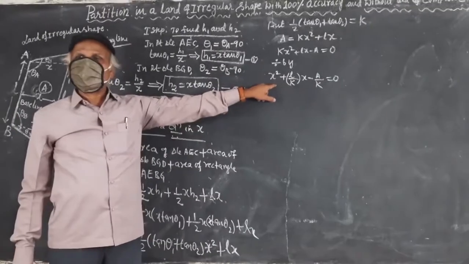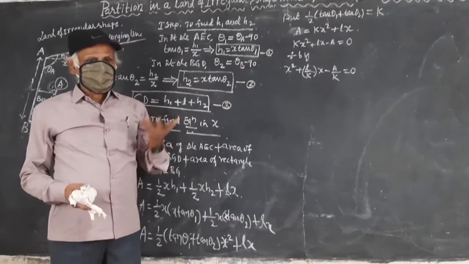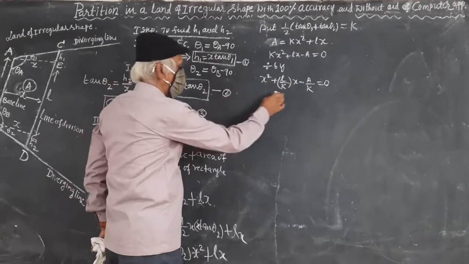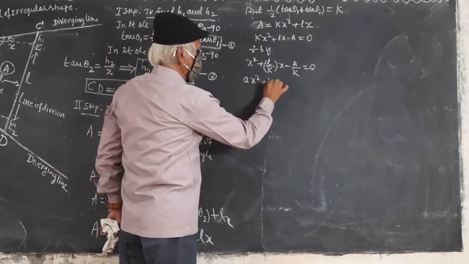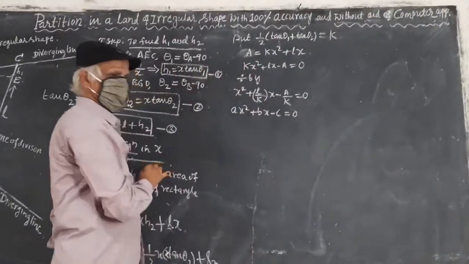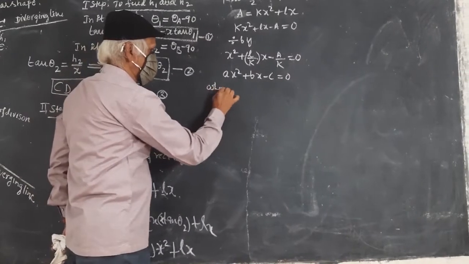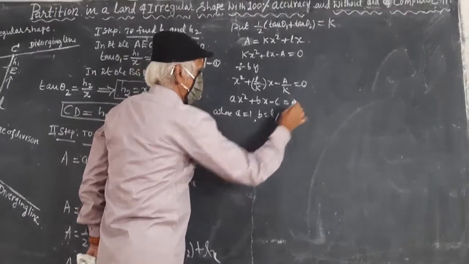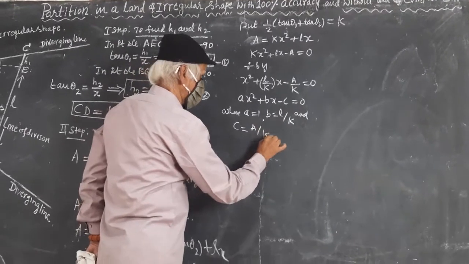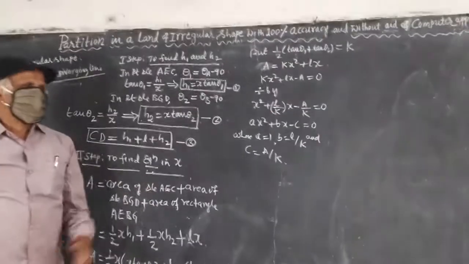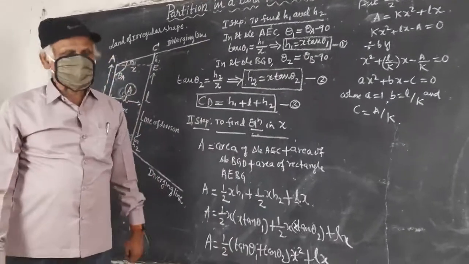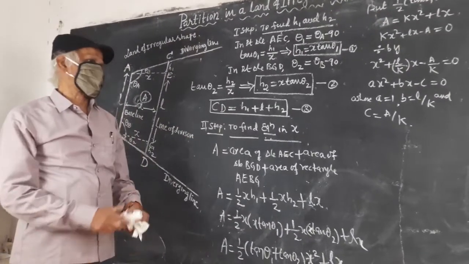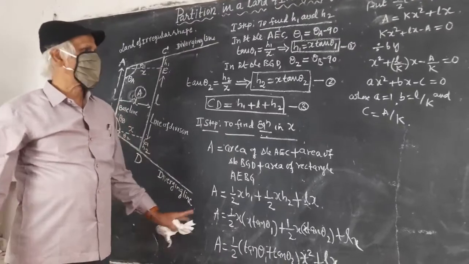This is one of the familiar equations which you may guess. This is nothing but the quadratic equation in X. This is of the form aX square plus bX minus c equal to 0, where a is equal to 1, b is equal to L by K, and c is equal to A by K. So thus we are able to build an equation in X in terms of L, A and K, which depends on the angles theta 1 and theta 2, which in turn depend on theta A and theta B.